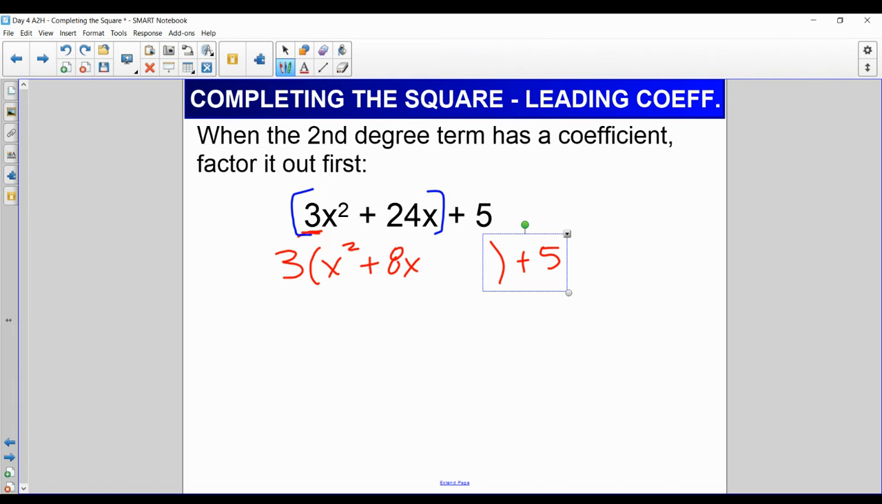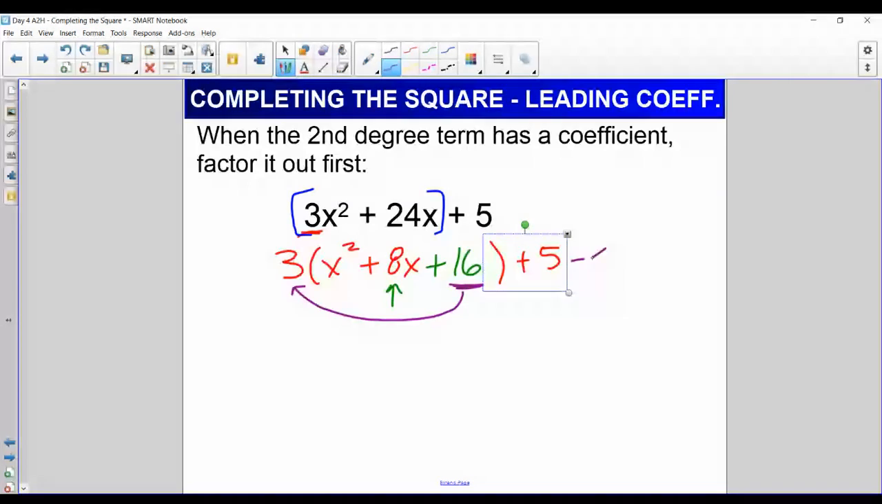Okay, then I'm going to do the exact same thing. I'm going to take half of this. Half of 8 is 4. 4 squared is 16. Okay, so here is the only part we have to make sure we understand on this. I haven't just put 16 in. I've put 16 times 3 in. So what I've put in was 48. So what I have to take back out is 48. And so I'm going to have 3 times x plus 4 squared minus 43.